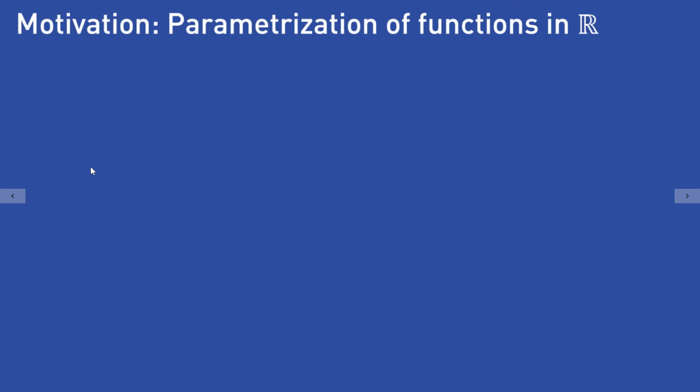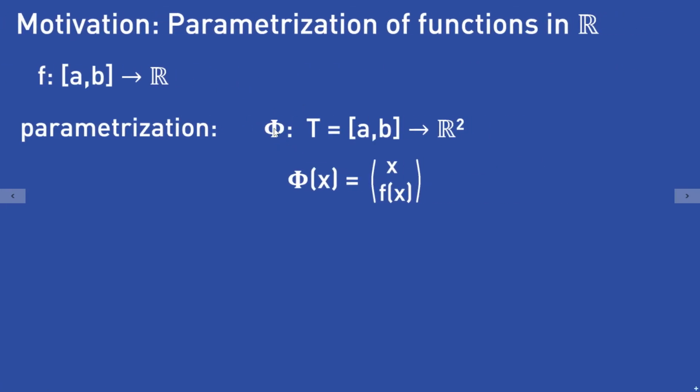So, first of all, we need a way to represent surfaces mathematically, or in other words, we need a parametrization of surfaces in R3. You may already know that you can parameterize functions in the real numbers the following way. So, you have a function f from the interval a, b to the real numbers R. Then the parametrization looks like that. It's a function phi from the interval a, b, which we call t, to R2, and phi of x is equal to x and f of x.